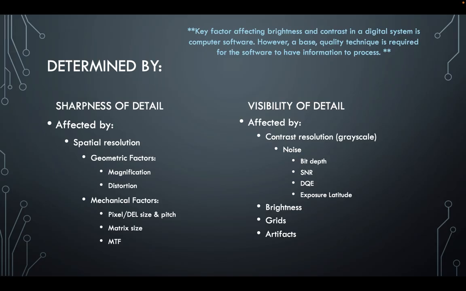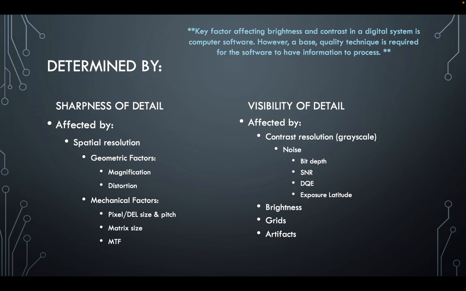All right, so our image quality is determined by two things. We're going to have sharpness of detail and visibility of detail. And now, sharpness of detail is specifically looking at things related to spatial resolution and things that affect spatial resolution. So the two things here are going to be geometric factors. And so when I say geometric factors, I want you to think of something that you can actually measure. So magnification, there is a magnification formula where we actually are able to put a value to how much magnification is in our image, as well as distortion.